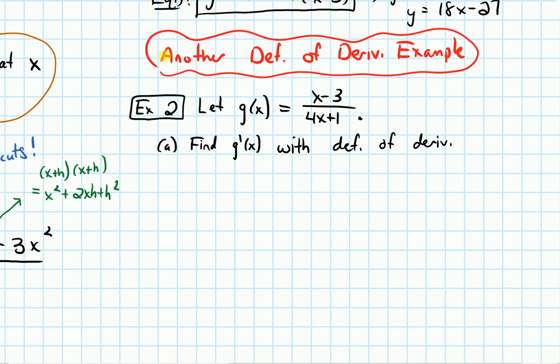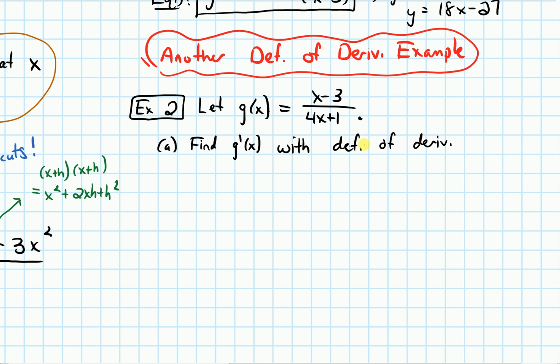In this video, we will look at another definition of derivative example. So I'm going to up the difficulty a little bit this time compared to the example that we did in the last video. Let's let the function g of x be this rational function, x minus 3 over 4x plus 1. In part A, I want to find g prime of x with the definition of the derivative.